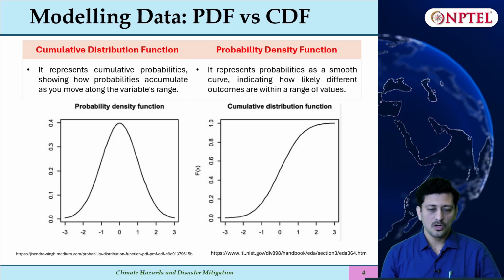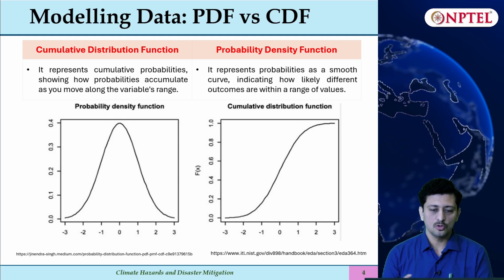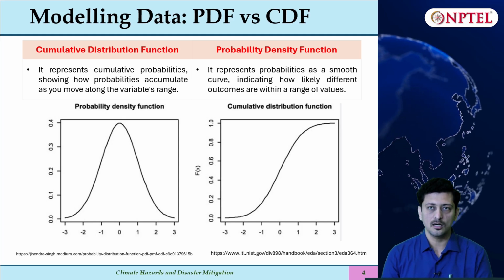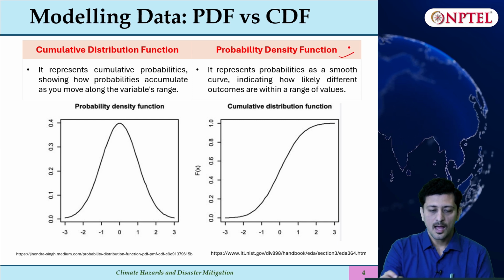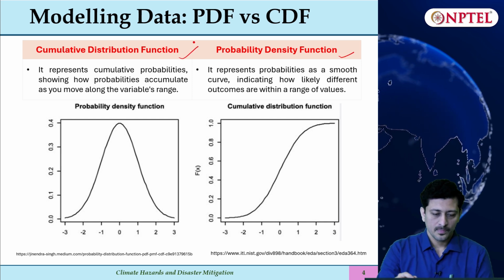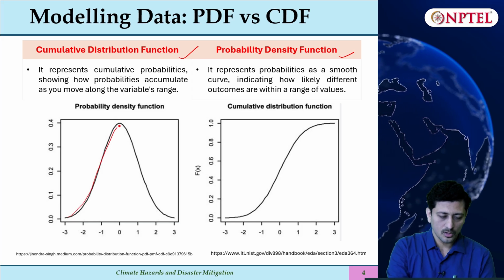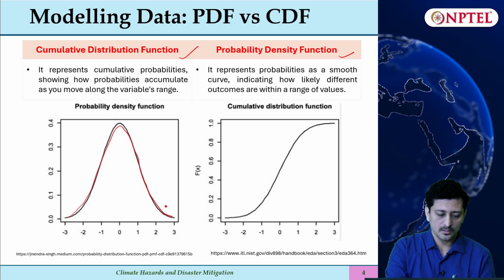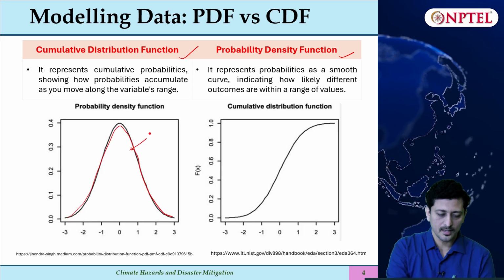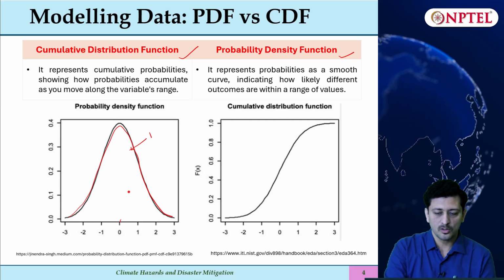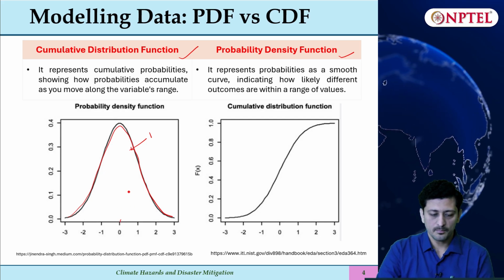So to begin with, we saw how we can model data. There are two major ways to model the data, that is using the probability density function and the cumulative distribution function. Your probability density function will give you an idea of the total probability. If you sum the area under the curve, that will be equal to 1. So at a given instant, you can find the probability using a PDF.